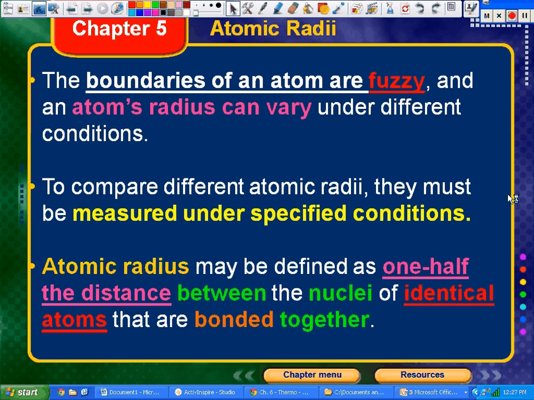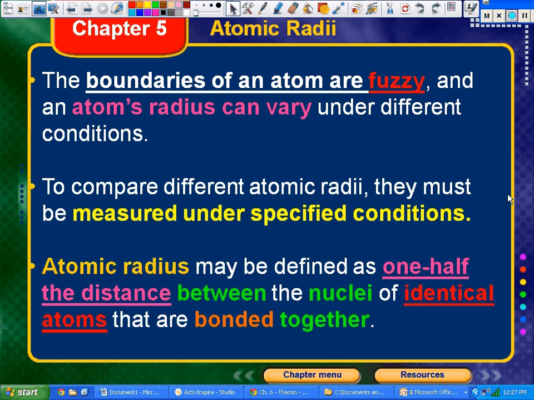So, atomic radii. Let's talk about what the atomic radii is. We're going to talk about three trends today. We're going to talk about atomic radii, ionic radii, and valence electrons. Valence electrons is the easiest. The boundaries of an atom. Let's pause right there. What does it mean by the boundary? The end of it, right? How far it ends. Okay, that's the boundary.